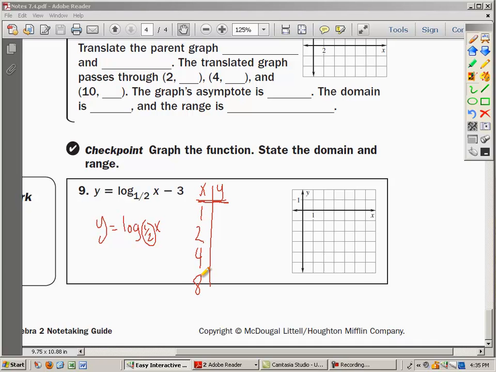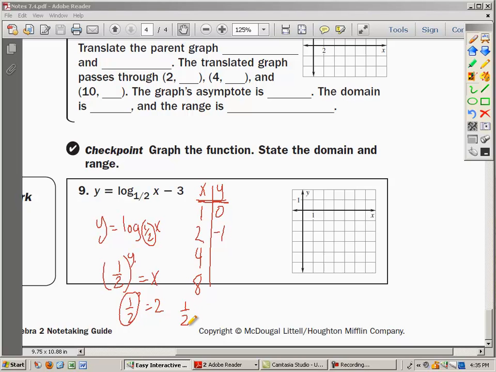And so now what we're going to do is write this in exponential form. So this is 1/2 to the y power is equal to x. So 1/2 to what power gives me 1? Well, 1/2 to the 0 is 1, because anything to the 0 power is 1. All right? 1/2 to what power gives me x, which is now 2? I have to take this guy and flip it upside down, so that means it's -1. So 1/2 to the negative 1 power is going to give me 2.